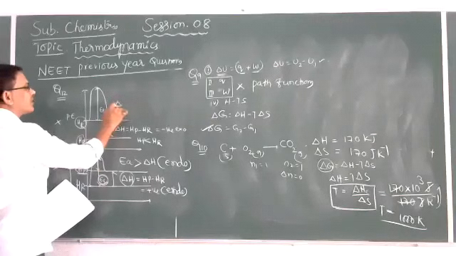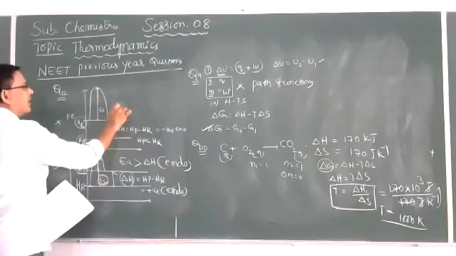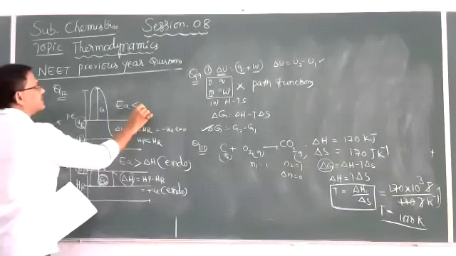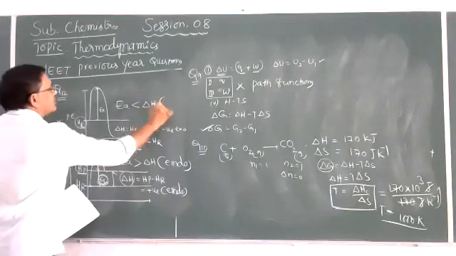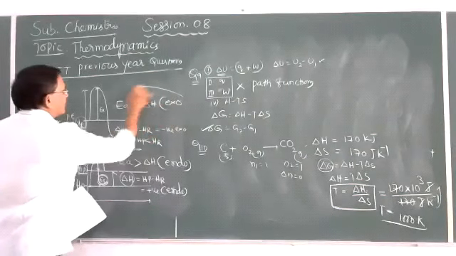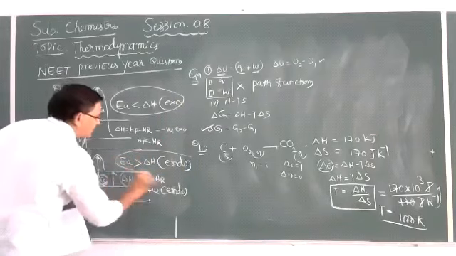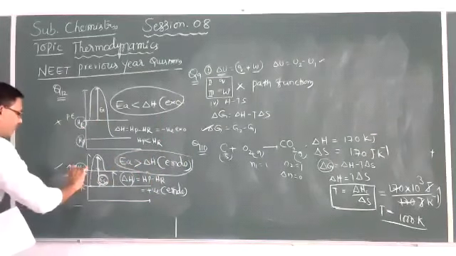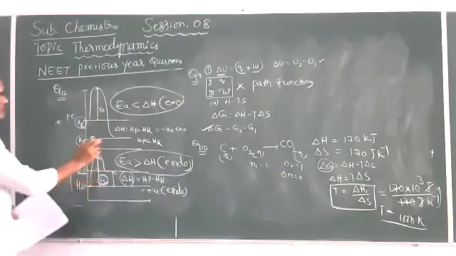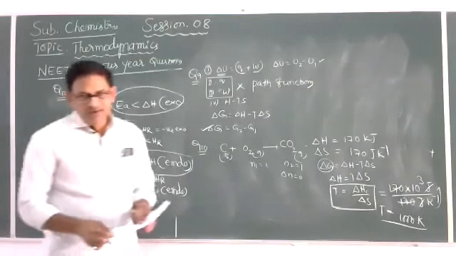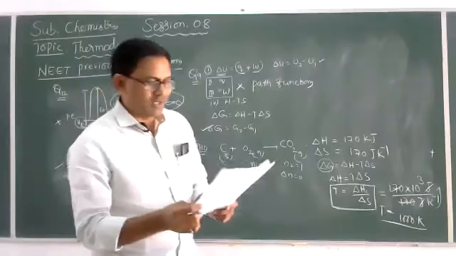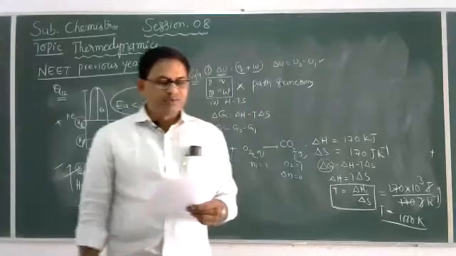If it is an exothermic reaction, here the Ea value is less than delta H. This is for an exothermic reaction. Both are very, very important. Now, for an endothermic reaction the graph is this. Question number 12. Next, question number 13.